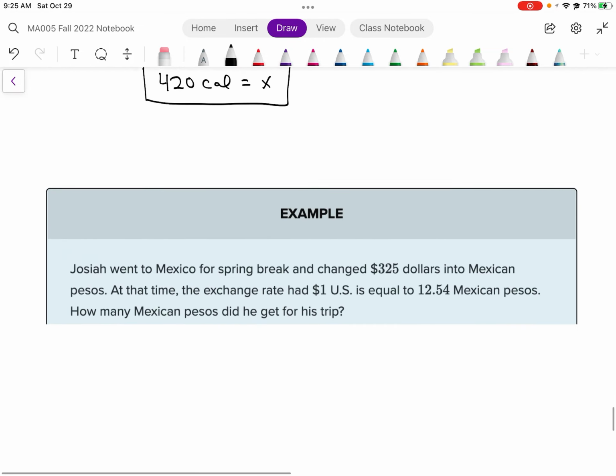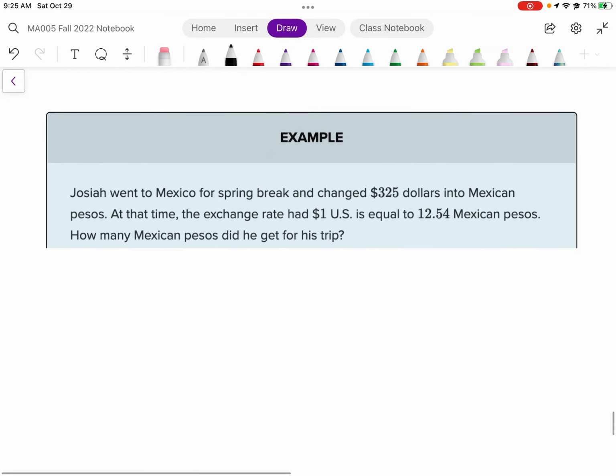Okay, a couple more. Josiah went to Mexico for spring break and changed $325 into Mexican pesos. At that time, the exchange rate had $1 US equal to 12.54. So there's our exchange rate right there. $1 US equal to 12.54 Mexican pesos. How many Mexican pesos did he get for his trip?